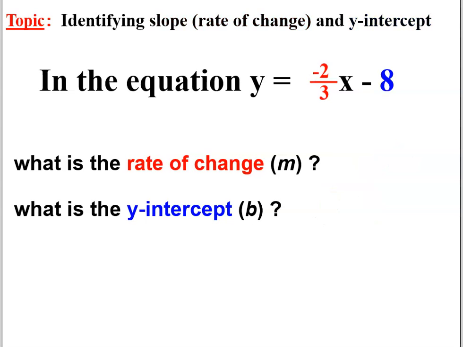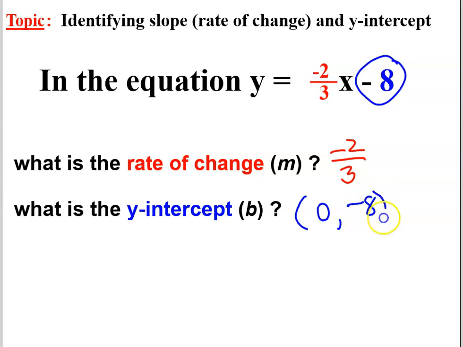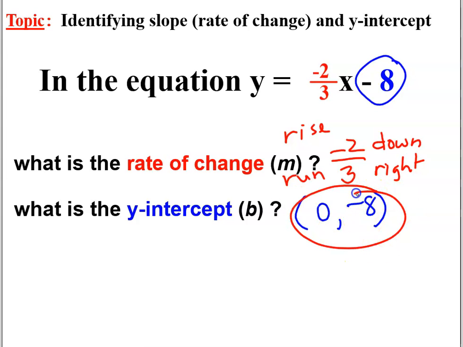Let's try this again. In this equation, which value is the slope and which value is the y-intercept? Now look carefully at my signs. My slope is negative 2/3, and my y-intercept is negative 8. That's important. Now look at your slope. If the numerator is the rise and your value is negative 2, that means you'll be moving down 2 units. If the denominator, which is the run, is a positive 3, that means you'll be moving to the right. So after you plot your first point, you will be moving 2 down and 3 to the right.